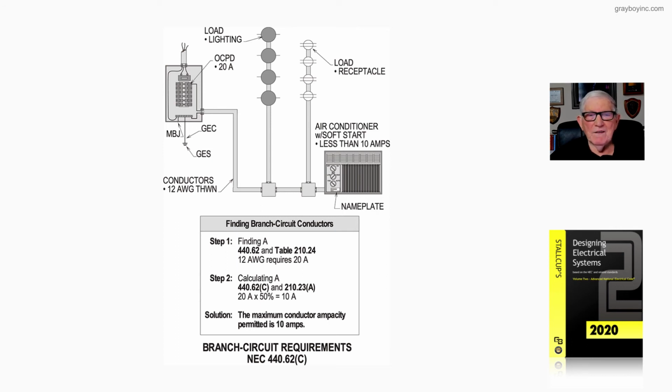Now calculating the amps, 440.62C and 210.23A, permissive type loads, we take 50% of 20 and we're allowed 10 amps for that air conditioner unit, and we're pulling less than 10. So we have complied with 440.62C for branch circuit requirements, where an air conditioner, small window unit, is added to an existing 20 amp circuit, as you see in the illustration.